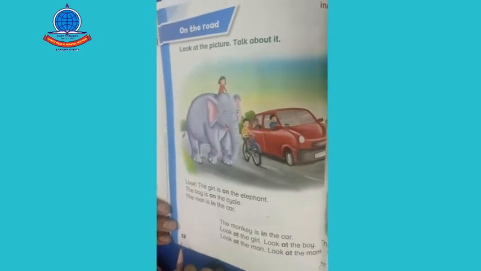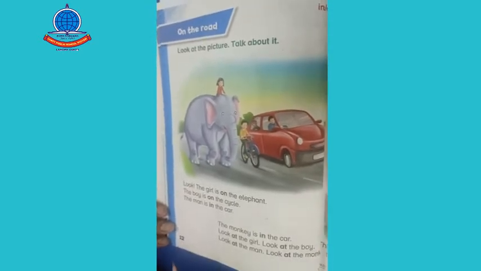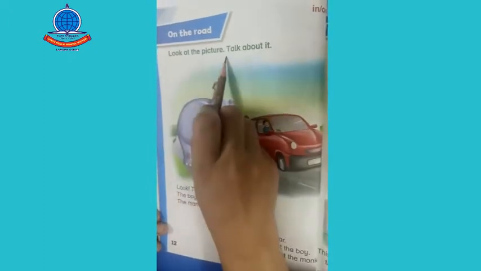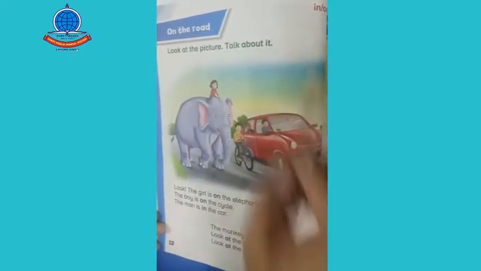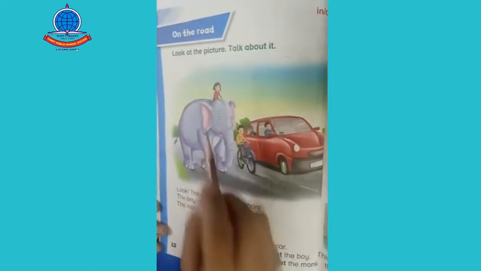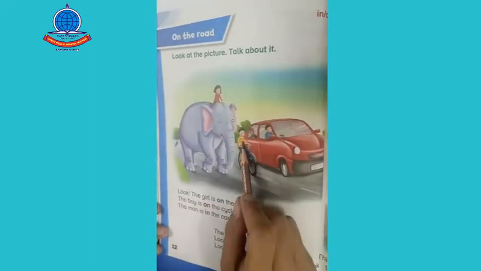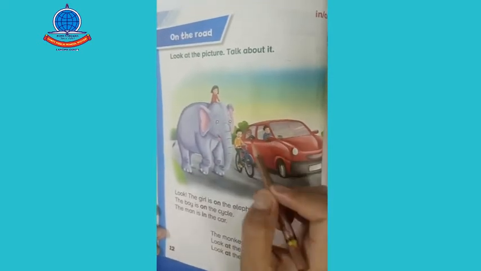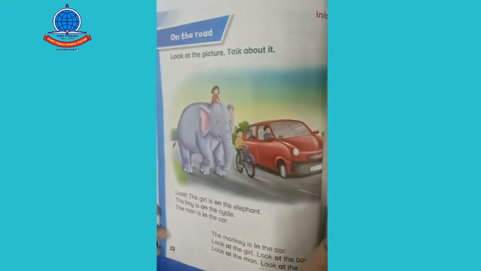Today I am going to teach you page number 12. Our topic is on the road. Look at the picture. Talk about it. What can you see in this picture, students? We can see a girl, an elephant, a boy, a cycle, a car, a man and a monkey.